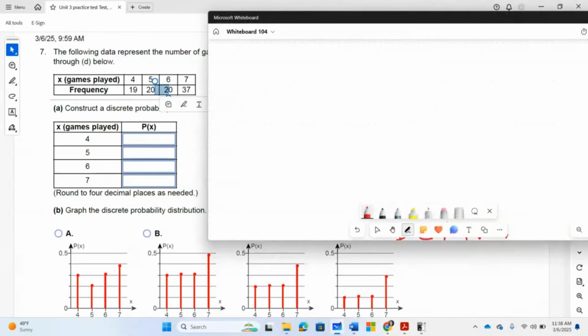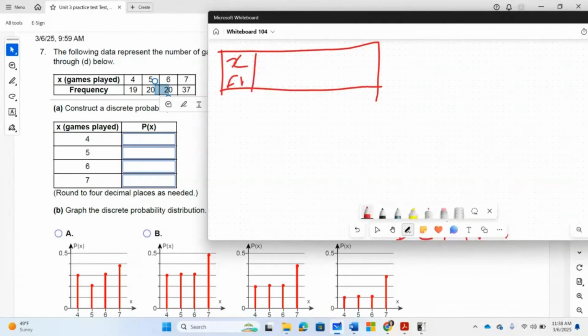Okay, so I am actually going to write the table here also. So this is the table. This is X, the random variable. This is frequency. And there are 4 of them: 4, 5, 6, 7. And then I am given the number of occurrences. 4 occurred 19 times, 5 occurred 20 times, 6 20 times, 7 37 times.